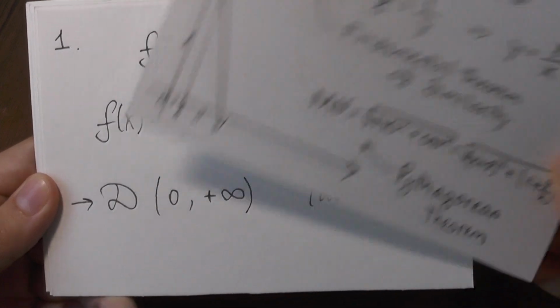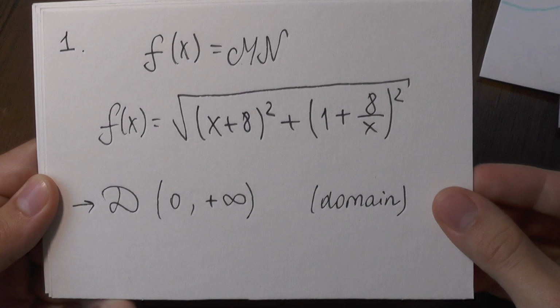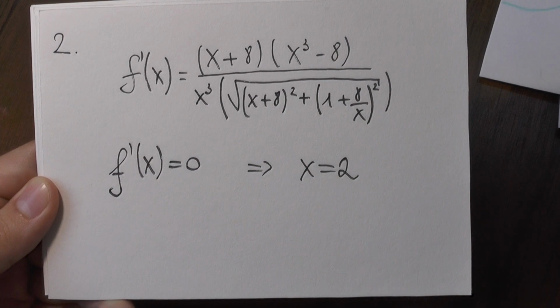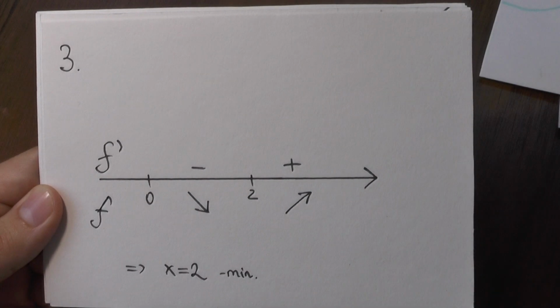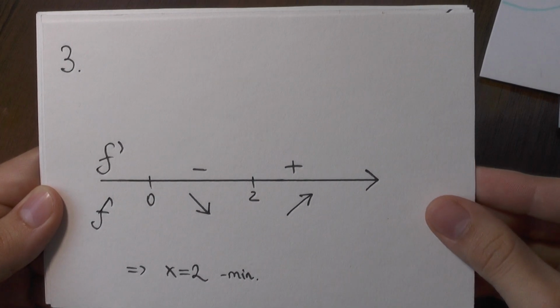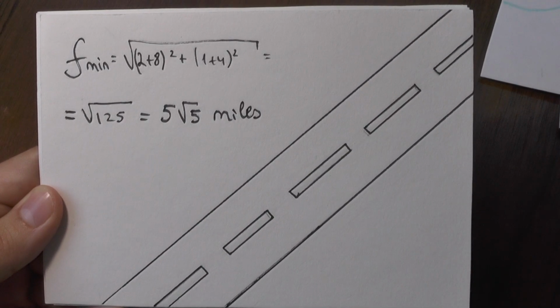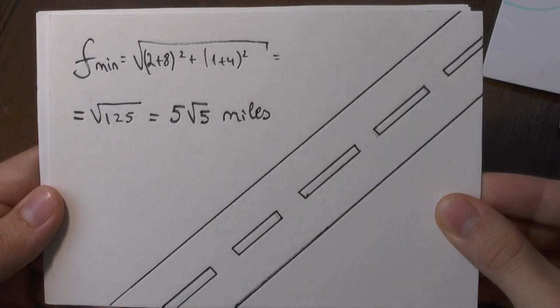We find the equation and define it as a function, the very first step. Secondly, we find the derivative of the function and equal it to 0. Finally, we check if it is a minimum value using the graph. Perfect! Now we can find the length of the road, which is 5 square root 5 miles.